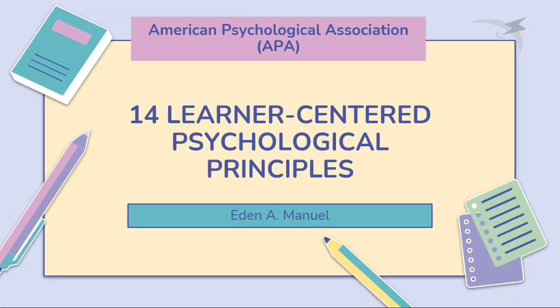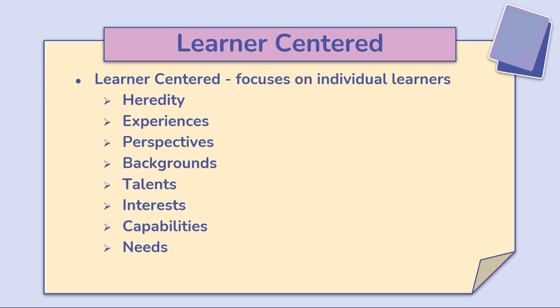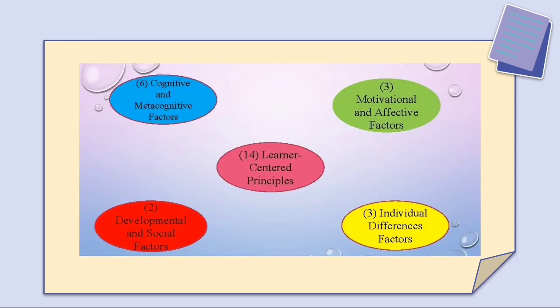So, before we start with the discussion of the 14 learner-centered psychological principles, what is learner-centered? According to Darlene McDonough, learner-centered is the perspective that focuses on individual learners with respect to their heredity, experiences, perspectives, backgrounds, talents, interests, capabilities, and needs. Now, let's proceed to the 14 learner-centered principles that were put together by the American Psychological Association, which pertains to the learner and the learning process.